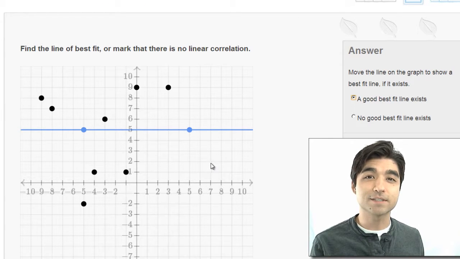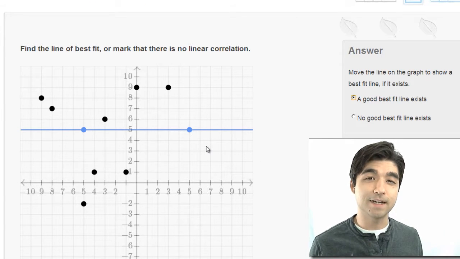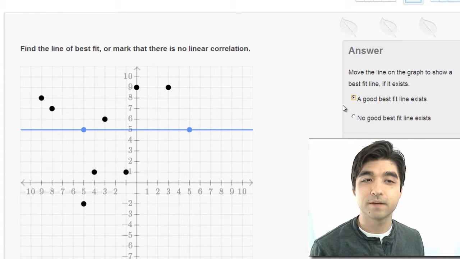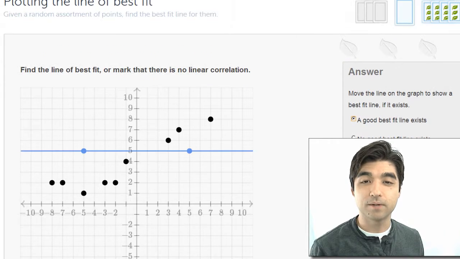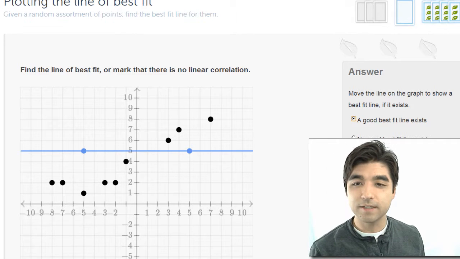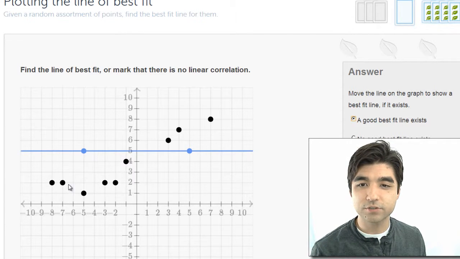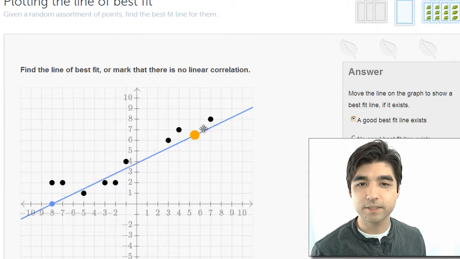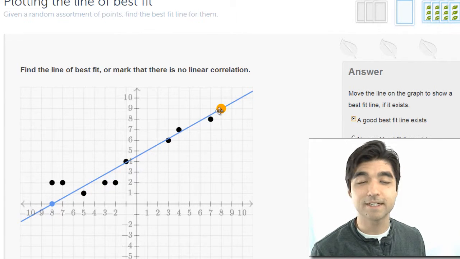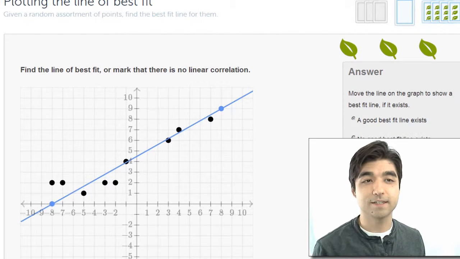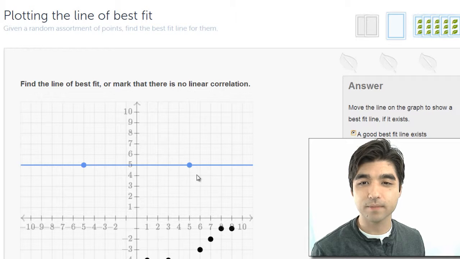Let me check some of these other ones. So look at this one. Would you say that this one has a correlation that could go through these dots? No. So we say no best fit for this one. What about this one? Is there a line that could go through these dots? Yeah, even though there's some stragglers over to the left here, there's still a pretty good correlation between all these dots. So we can put yes, a good line does fit, and it gives us the leaves.